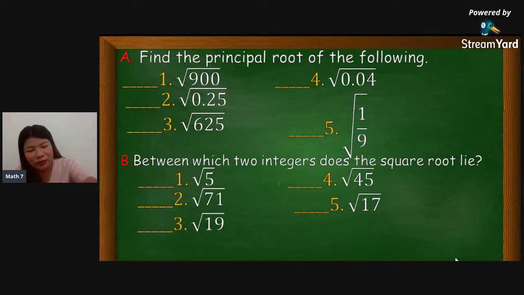Lampas yan ng 20. Number 3, tingnan nyo yung chart nyo. Okay, the correct answer is 25. Number 3 ay 25. Number 4, 0.04.